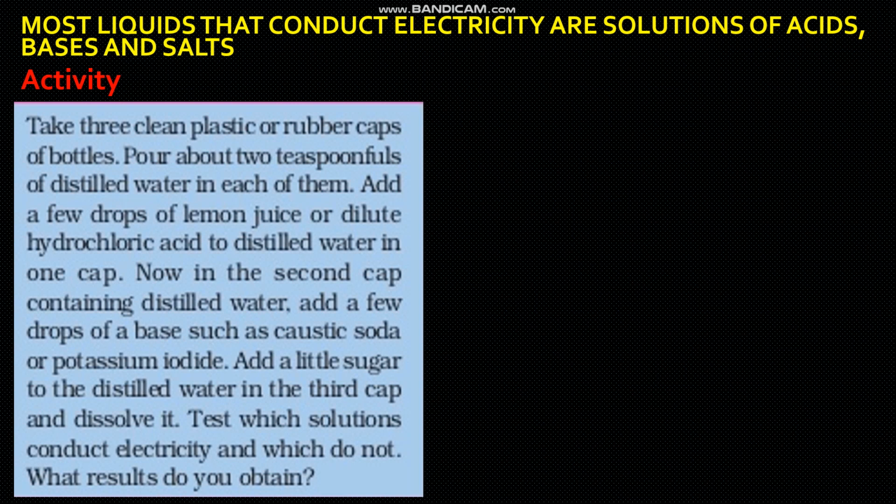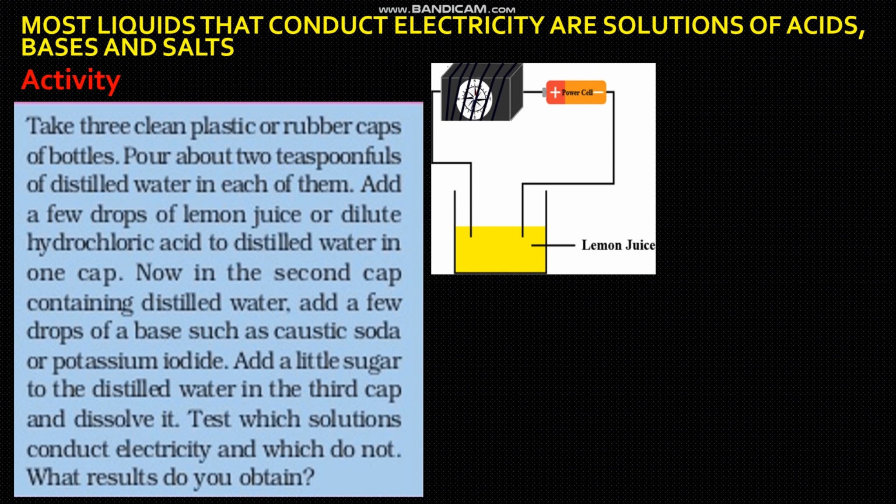So what we have taken here are three plastic or rubber caps. In each of them, we have poured distilled water. In one of the bottle caps, we have added a few drops of lemon juice or dilute hydrochloric acid. In the second one, we added caustic soda, that is a base. So in the first one we added an acid, in the second one a base, and in the third one a little sugar.